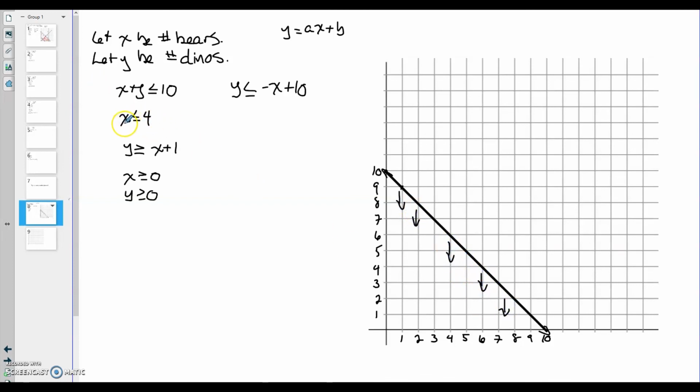Now we take the next inequality, x less than or equal to 4. There's 4 on our axis. Go ahead and draw a vertical line from there. Arrows on the end. And because x is less than, it means the shading is going to the left.